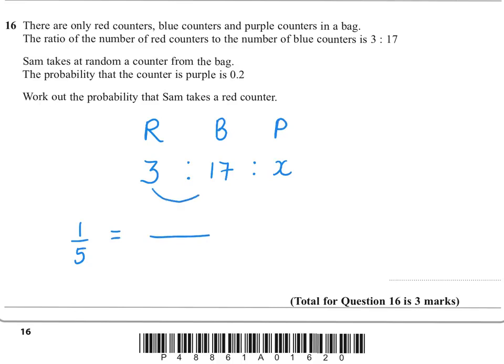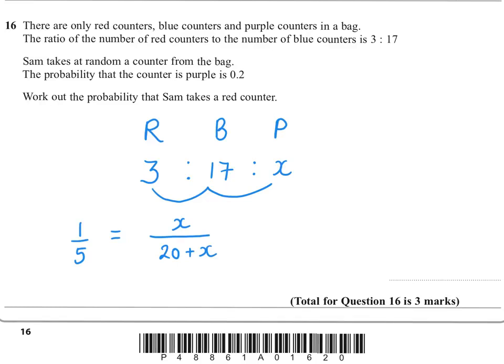We'd have 3 and 17 is 20 plus x. So there'd be 20 plus x parts here. And how many of them were purple? Well, we called it x. So we know the proportion of x out of 20 plus x must be in the same proportion as 1 out of 5, or 1/5. So we can just rearrange that.